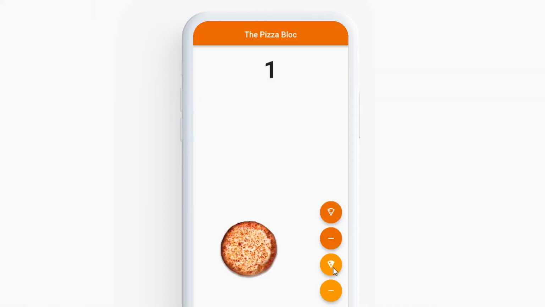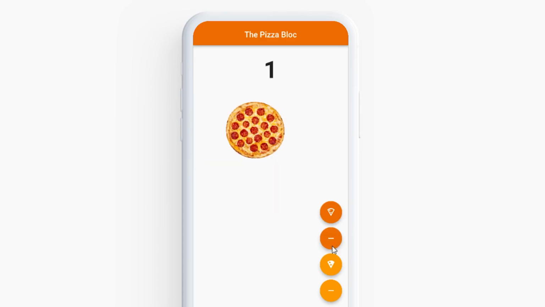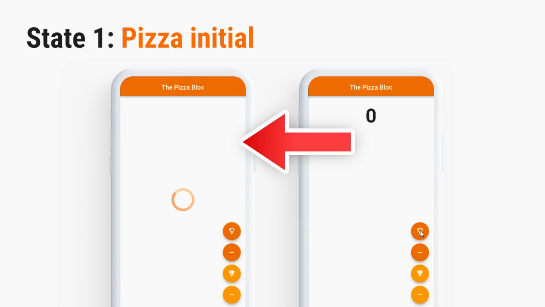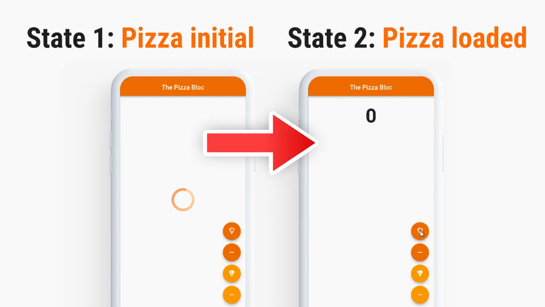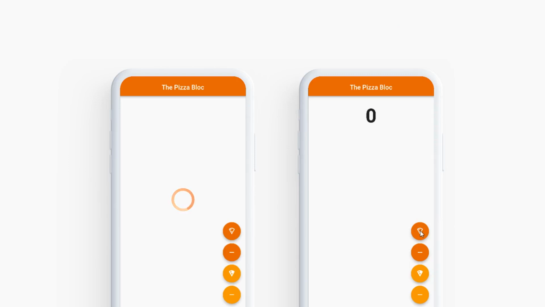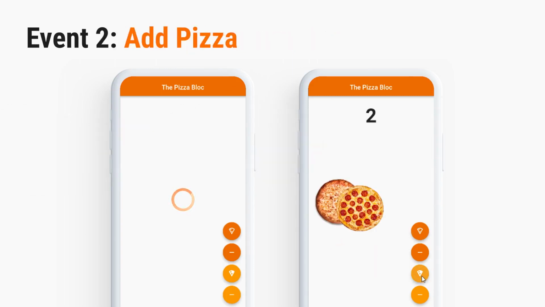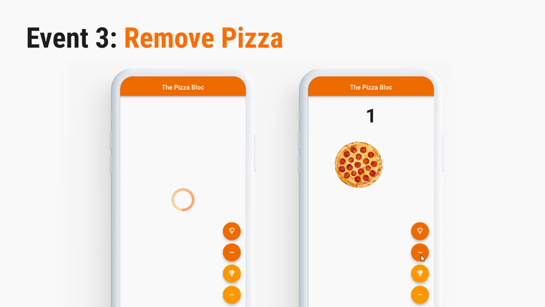First, I need to give you a visual explanation of what will happen. We will have two states. One to initialize the Bloc app, call it the PizzaInitial, and one to display the pizza counter. This one will be called the PizzaLoaded. And we will have also three events. The first one is called LoadPizzaCounter, and it's to change the state from the PizzaInitial to the PizzaLoaded. The second event is called AddPizza, and it's to add a pizza on the screen. And the third event is called RemovePizza.